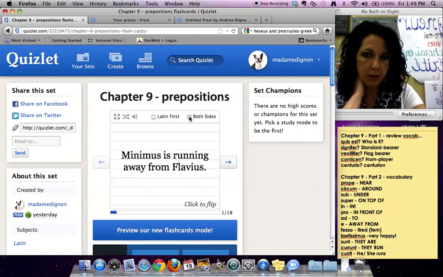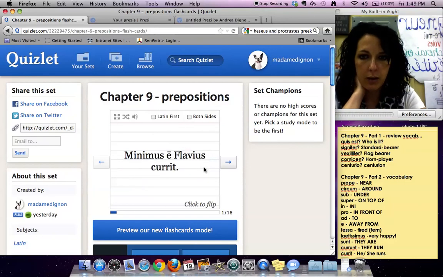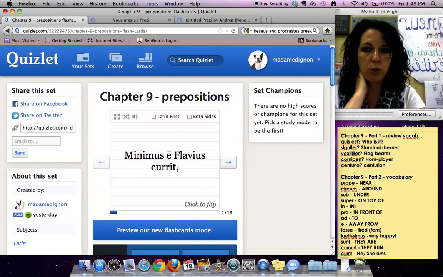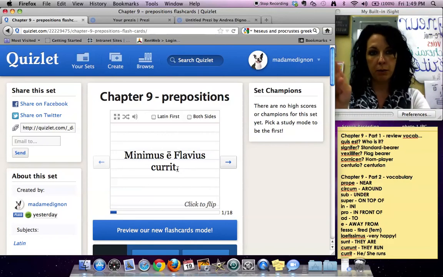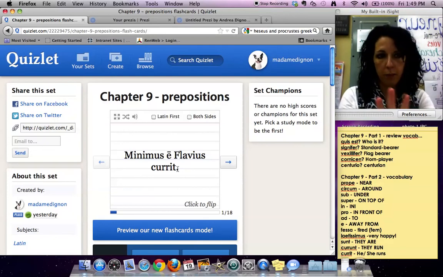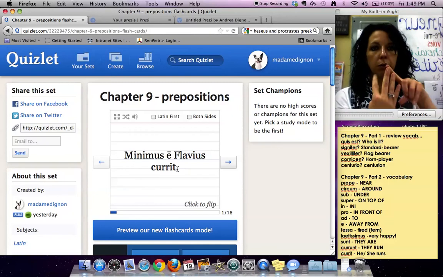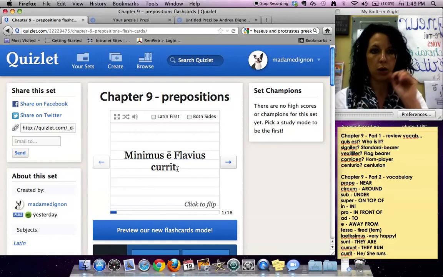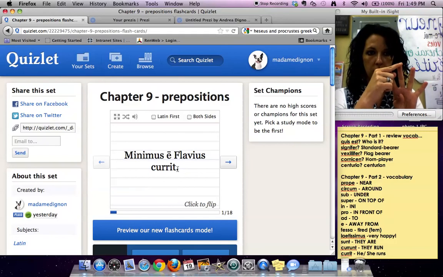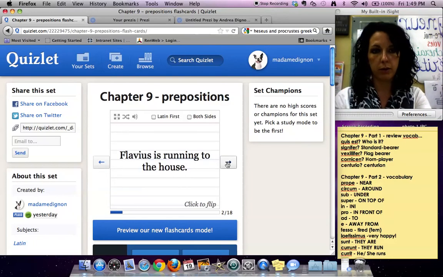We're going to click off of this one. Minimus is running away from Flavius. So the translation for that would be Minimus e Flavius curit. Okay? So Minimus away from Flavius is running. So remember those steps: subject plus preposition plus direct object plus verb. That is how it goes. Four steps. Remember that they have to match up. So Minimus e Flavius curit, and Minimus is running away from Flavius.